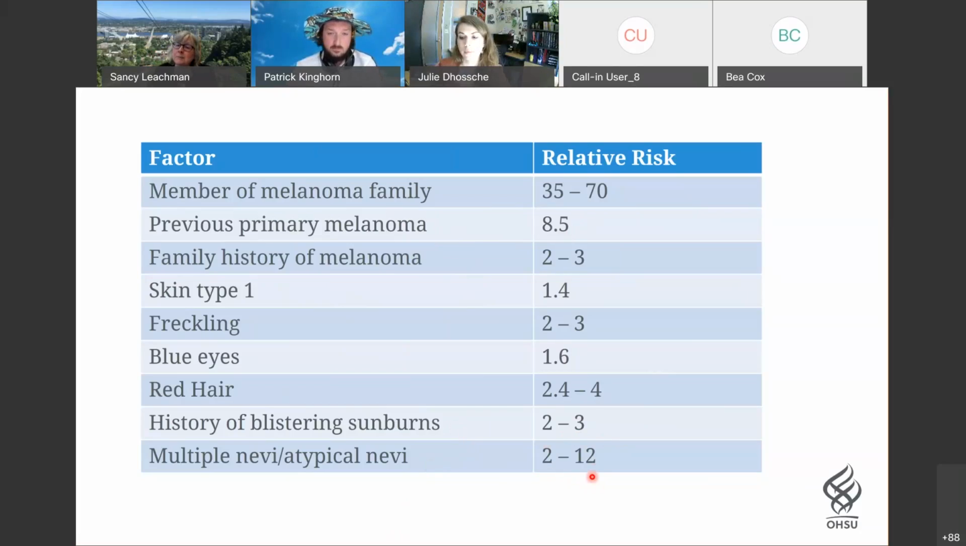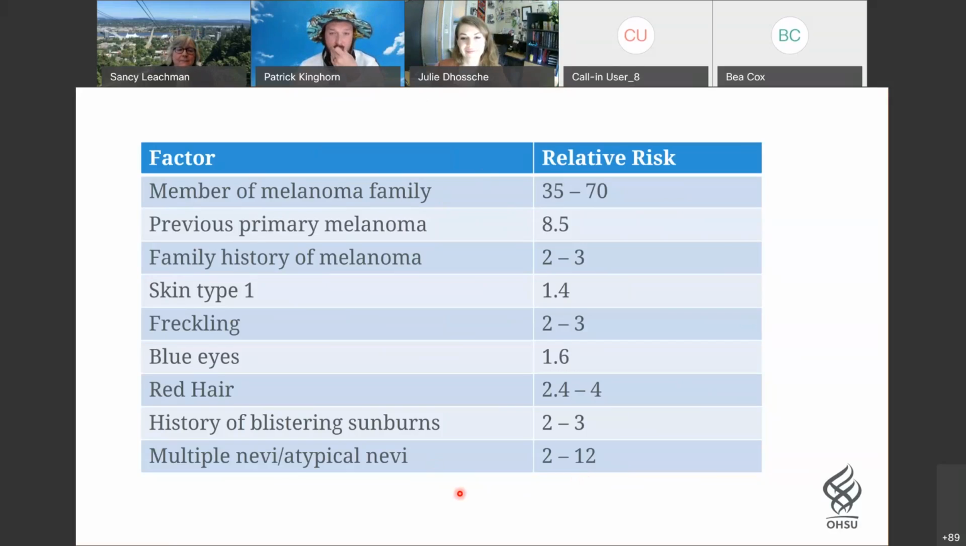And so it's on a spectrum. It depends on how many more you have and how atypical they look. But it can be a quite substantial increase as well. And now I want to ask you guys a question. Out of all of these risk factors that I just reviewed, which one of those can you change? Are there any one of those that you can change by your behavior?